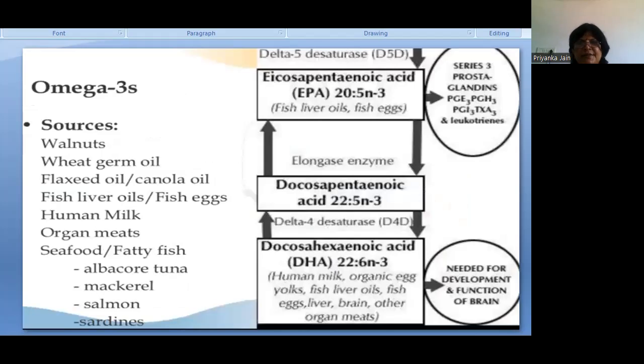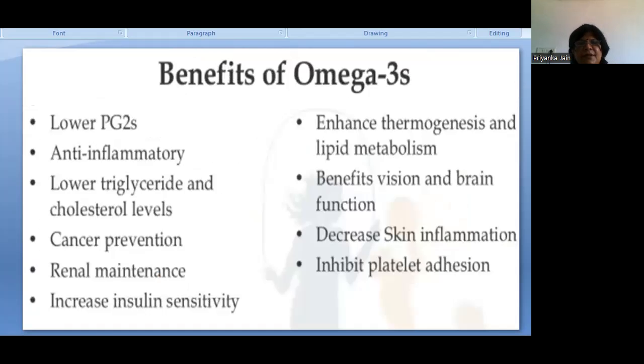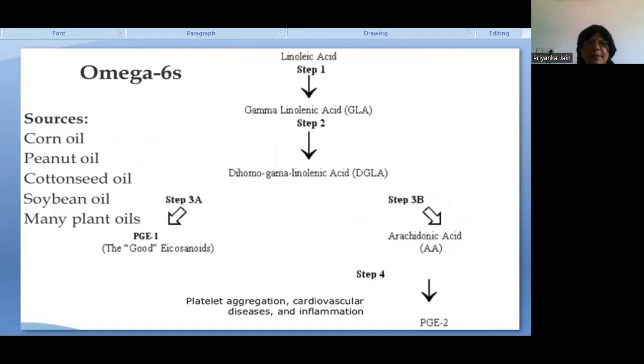Now, omega-3 fatty acid sources like walnuts, wheat germ oil, canola oil, fish liver oil, human milk, organ meat, seafood, tuna, mackerel, salmon, sardines. Benefits. What are the benefits of omega-3? They lower prostaglandins, anti-inflammatory, lower triglyceride and cholesterol levels, cancer prevention, renal maintenance, increase insulin sensitivity, enhance thermogenesis and lipid metabolism, benefit vision and brain function, decrease skin inflammation, and inhibit hereditary emission.